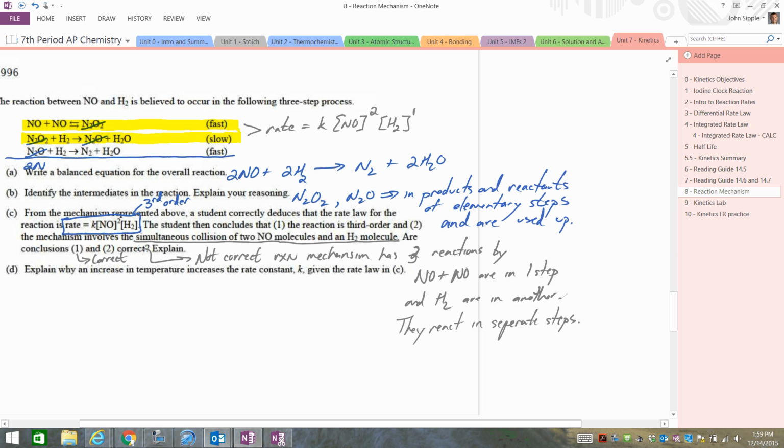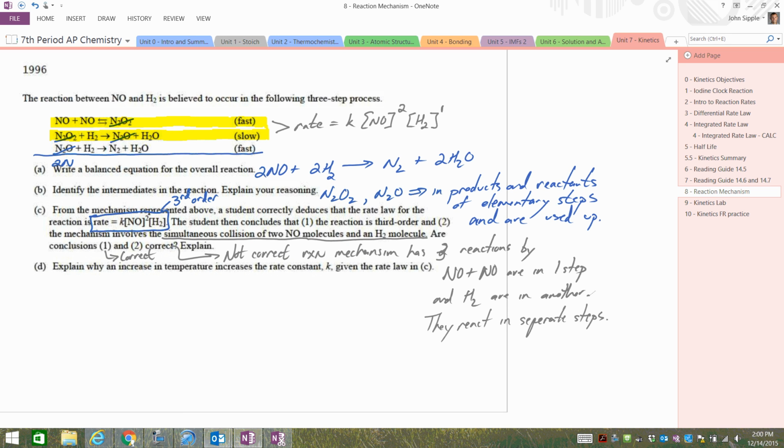All right, so the last one here is a reaction rate sort of question. Explain why an increase in temperature increases the rate constant. So what does an increase in temperature cause? Right, it increases K. Okay, why is that happening?